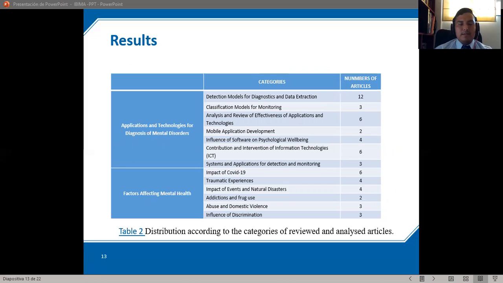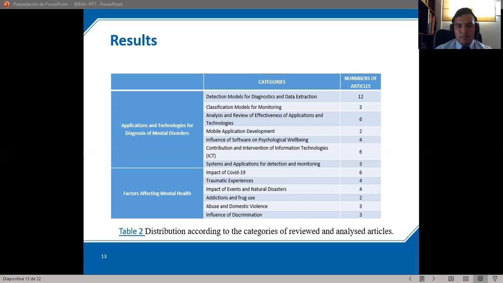Table 2 shows the distribution according to the categories of review and analysis articles. The table shows the scientific articles distributed in two groups according to the research topic, which are applications and technologies for the diagnosis of mental disorders and factors affecting mental health.